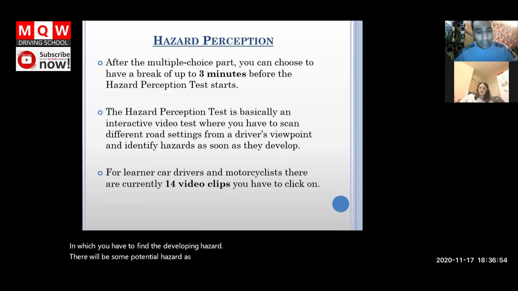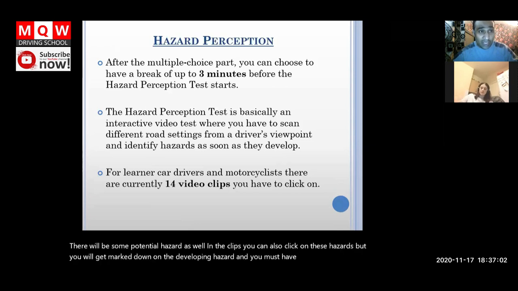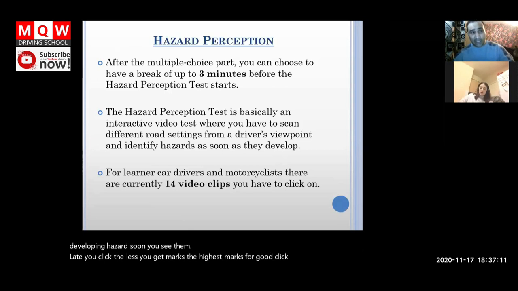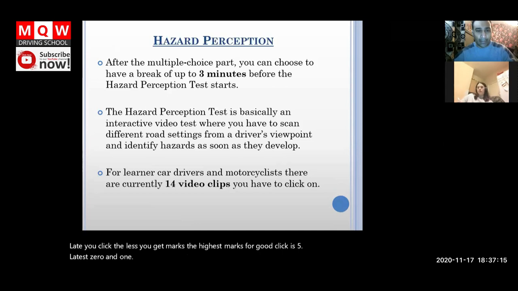You can also click on these hazards, but you will get marked down on the developing hazard, and you have to click the developing hazard as soon as you see it. The later you click, the fewer marks you get. The highest mark for a good click is 5, late is 0 and 1. Okay.